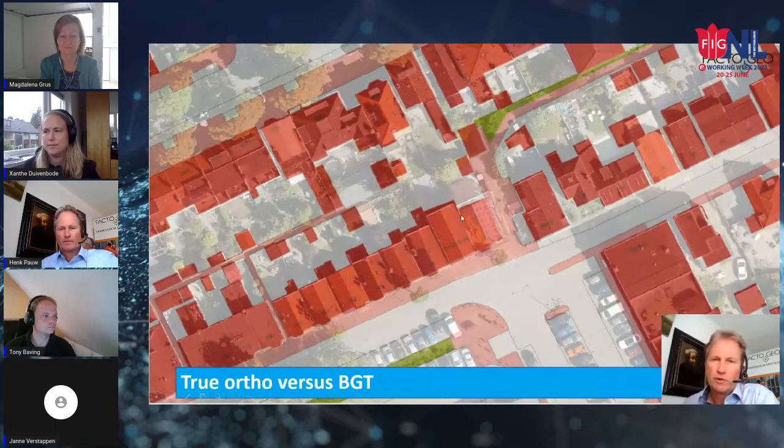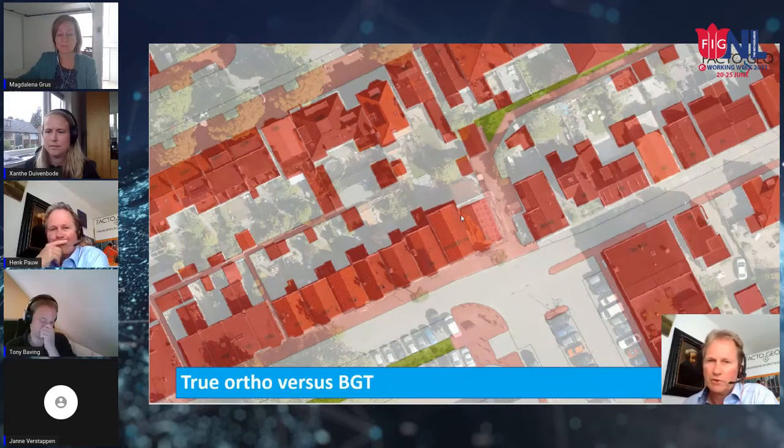The true orthomosaic generated from the highly accurate data of the City Mapper can be used as a reference and to map the missing and modified geometry of objects for the national registers: Large-Scale Topography, the BGT, and Addresses and Buildings, the BAG.